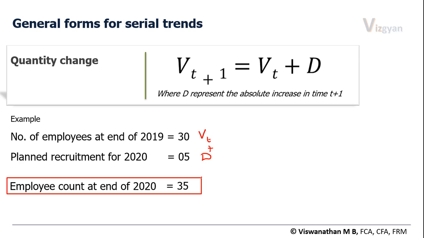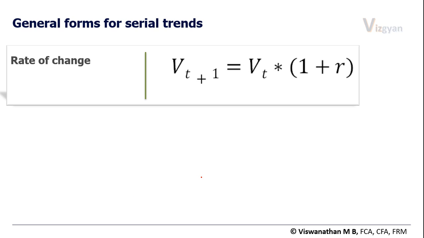The other way to express change is in the form of rate of change, where we say value at time t plus 1 is equal to value at time t into 1 plus r, where r stands for the rate of change. A lot of us must be familiar with this, especially if you are working. This is probably how you work out your expected next year's salary.